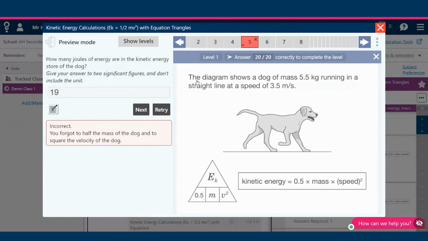An example we've got here is a simple kinetic energy calculation. Now, in a kinetic energy calculation, students might do various things wrong. They may forget to square the velocity, they may forget to halve the mass. And in this question, if you forget to do both, you'll arrive at the number 19 to two significant figures. And the feedback there is you forgot to halve the mass of the dog and to square the velocity of the dog.